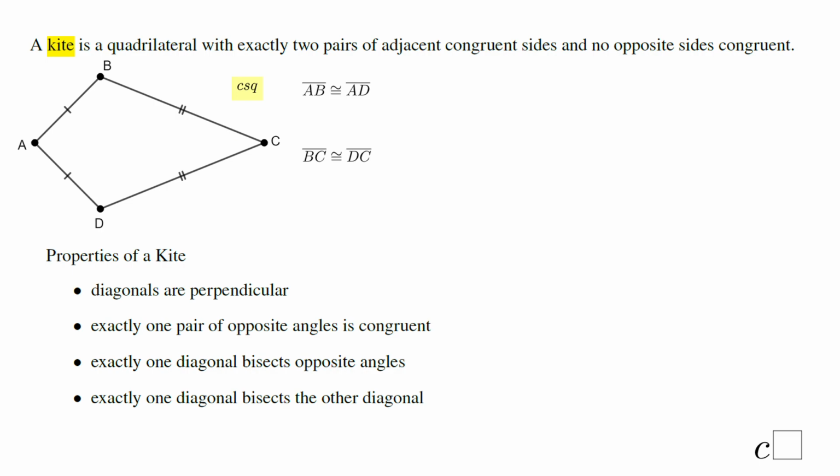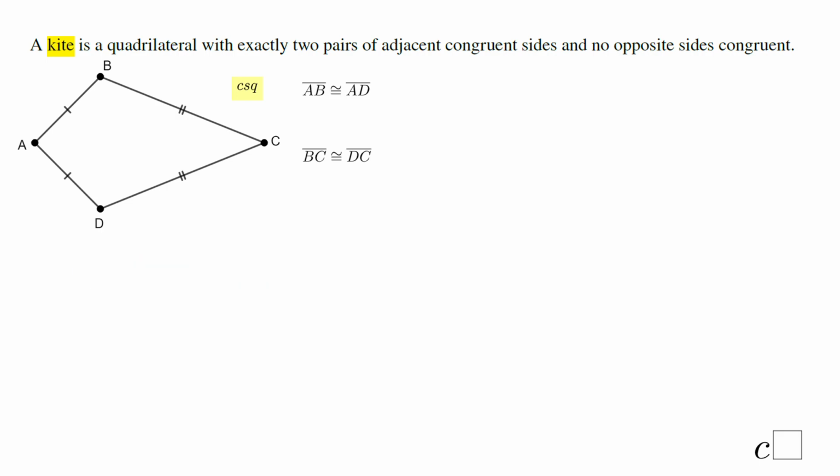In this lesson we'll talk about kites, and you notice here a kite is a quadrilateral with exactly two pairs of adjacent congruent sides and no opposite sides congruent. So you see that in the picture here, these two consecutive sides are congruent, these two consecutive sides are congruent, and no opposite sides are congruent. You see the same statement right here.